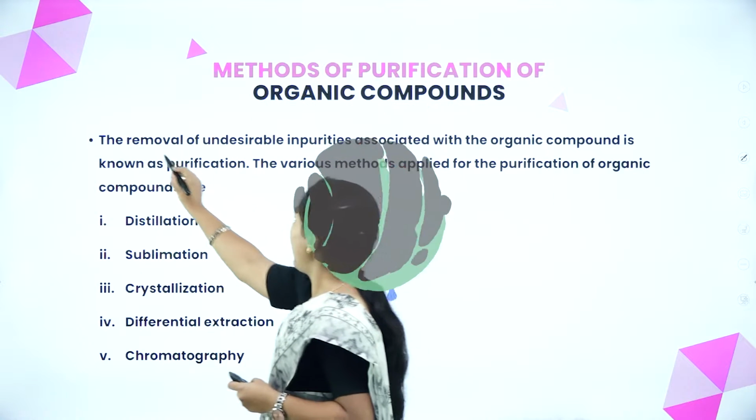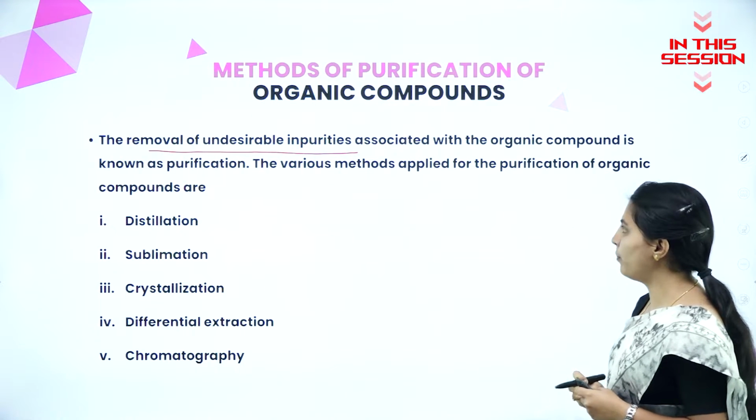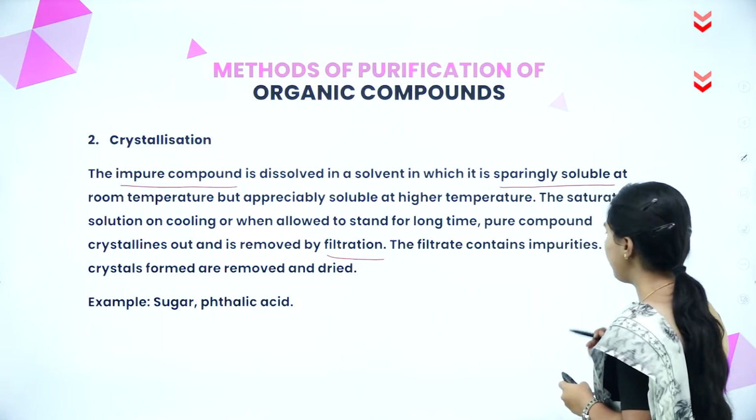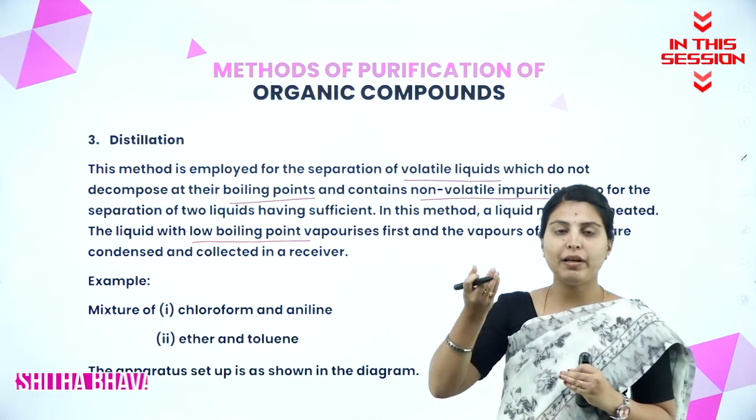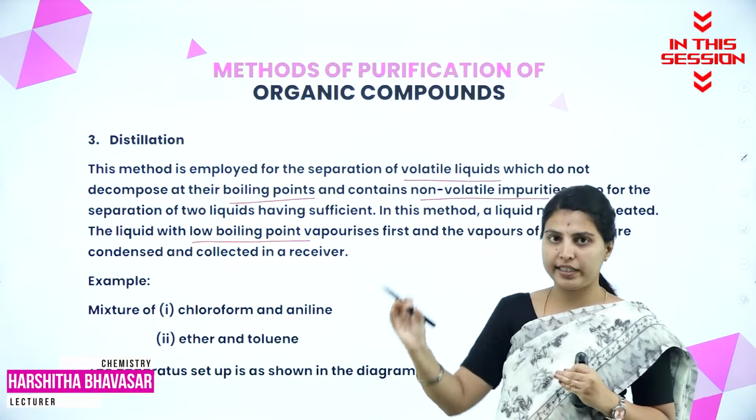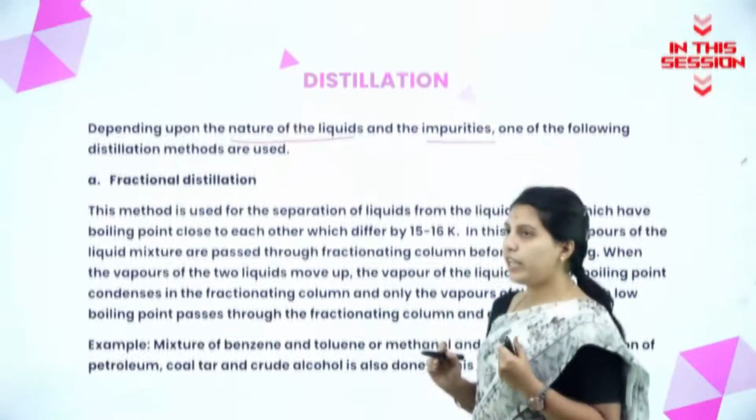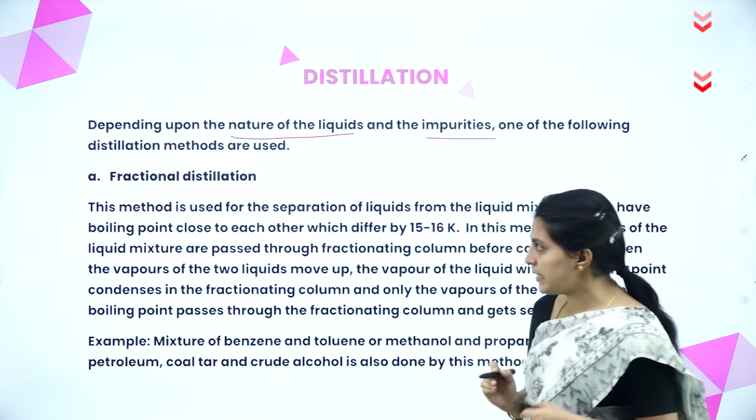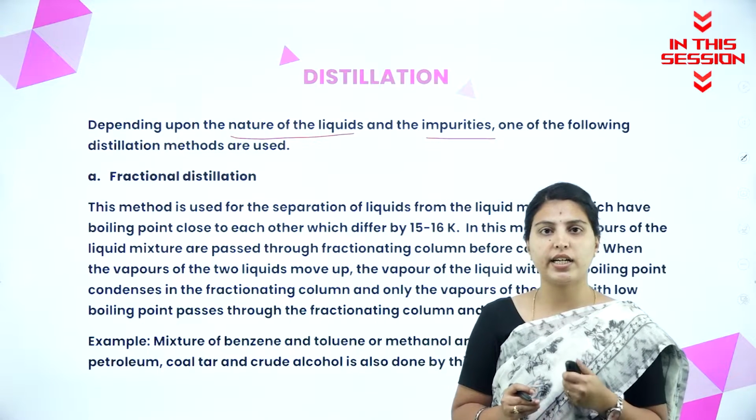The removal of undesirable impurities associated with the organic compound is known as purification. The filtrate contains impurities, the crystals formed are removed and dried. After vaporizing, there is a condenser attached to the conical flask, so it will be settled down there. Depending on the nature of the liquid and impurities, three kinds of distillation will be seen: fractional distillation, steam distillation and distillation under pressure.